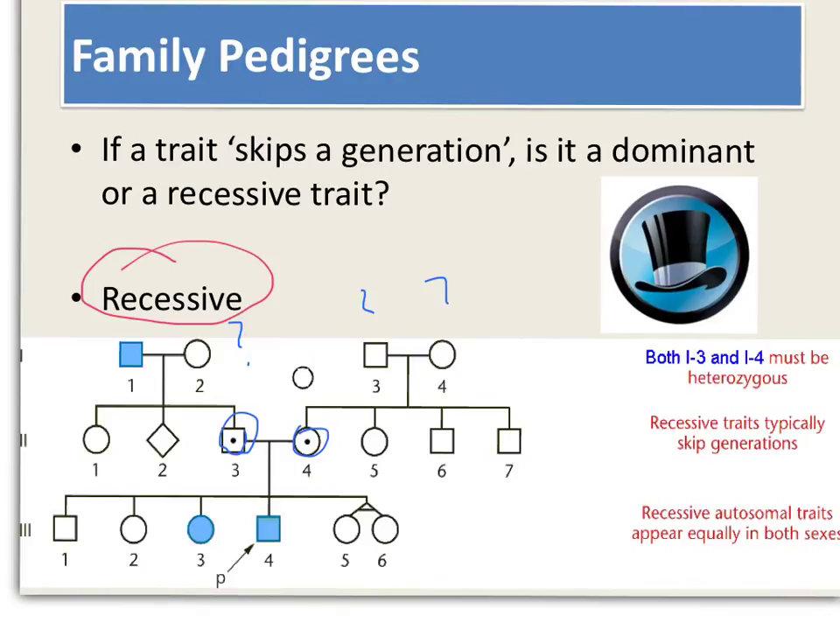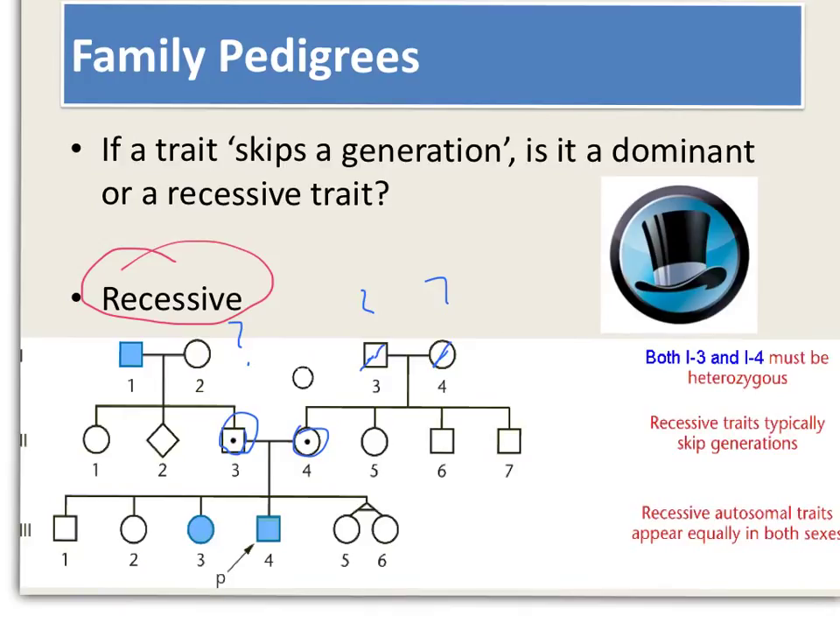Same thing here, we don't know. But if we have 1 and 4, then it's probably that they're both heterozygous. In other words, they're half and half. Okay. And so if we follow this down, the only way we actually show the trait is if in 3 and 4 we get the carriers mating and you get a homozygous recessive phenotype.